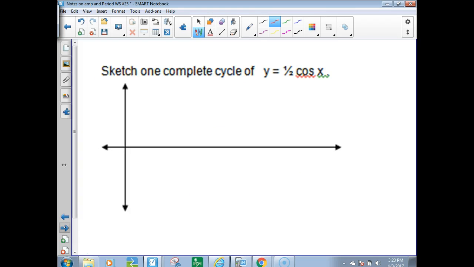Practice a cosine again. Amplitude of 1/2, that's going to shrink it by 1/2. So instead of coming up to 1, we're only going to go to half of that. So I'm just going to show it on my graph, not doing anything dramatic. All I need is to see that you know what it did.